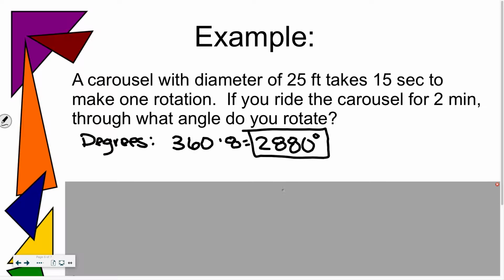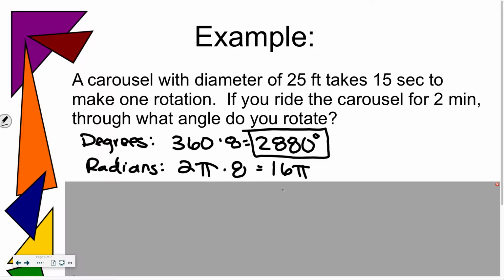And did any groups do that in radians? Nobody did it in radians. However, that would be really easy for us to figure out, right? What would we do? There's 2 pi radians in 1 full rotation, and we're doing how many rotations? 8. You know what? I didn't even need to pull out my calculator for that one.